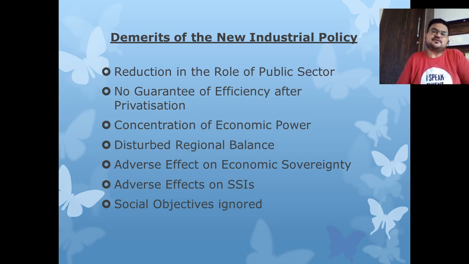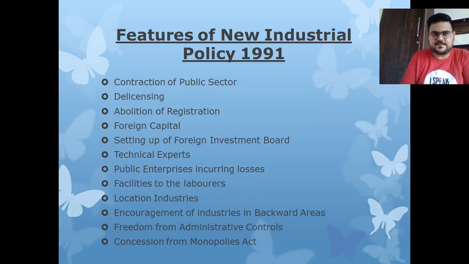The whole objective of society was ignored. They were just focusing on investing money, growing products, making products, selling products. So these are the demerits of the new industrial policy. Now, what are the features of industrial policy 1991?